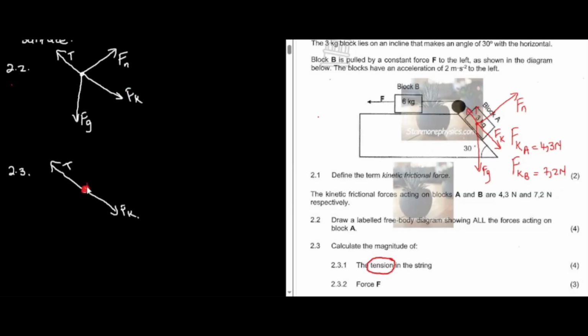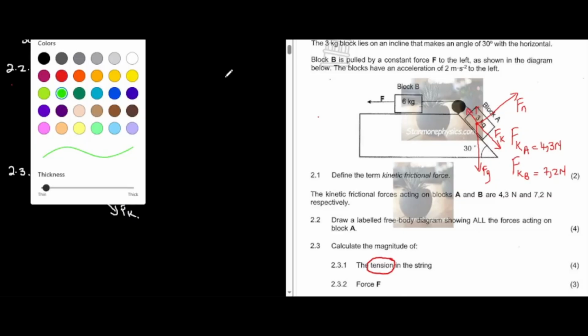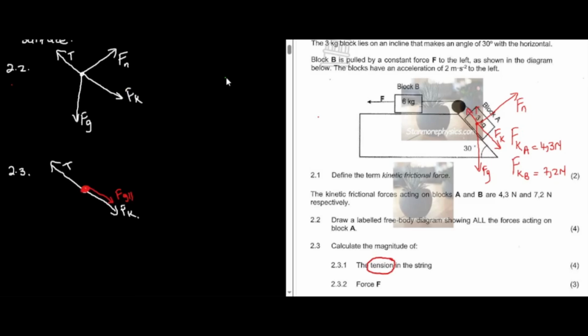Each and every time when they do calculation, they forget to include the Fg parallel, the weight that is parallel to the surface. So we need to make sure that on our calculations, we include the weight, which will always act downwards. If the object is moving up, the weight goes down. If the object is moving down, the weight goes down. The Fg parallel will always act downward. Doesn't matter if the object is moving up or down, it's always point downwards.